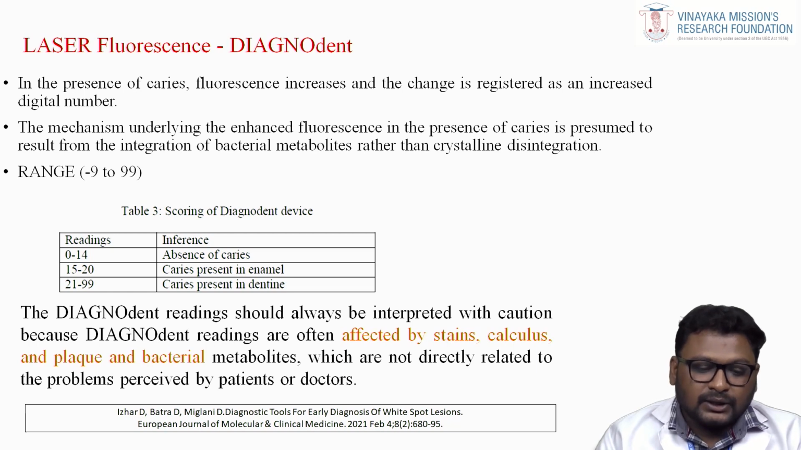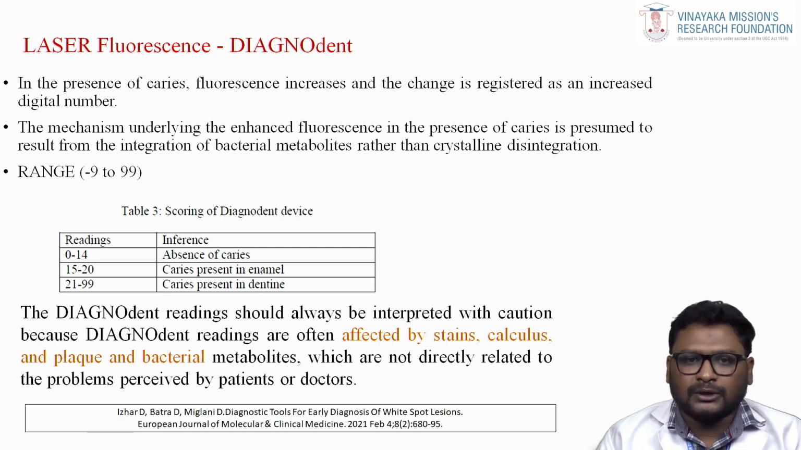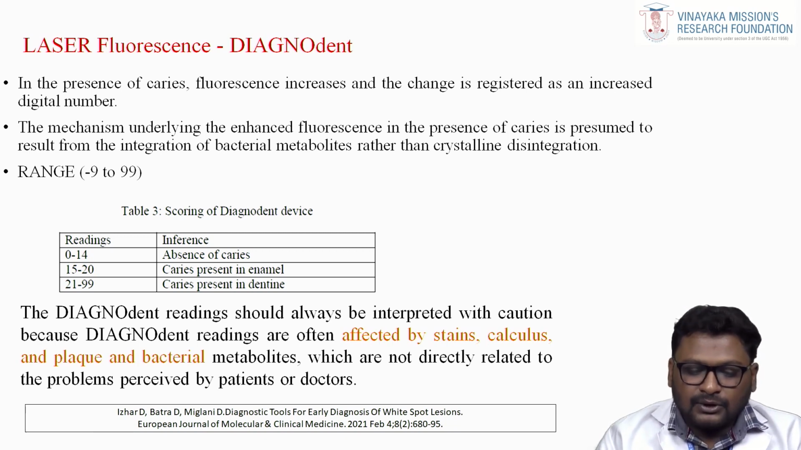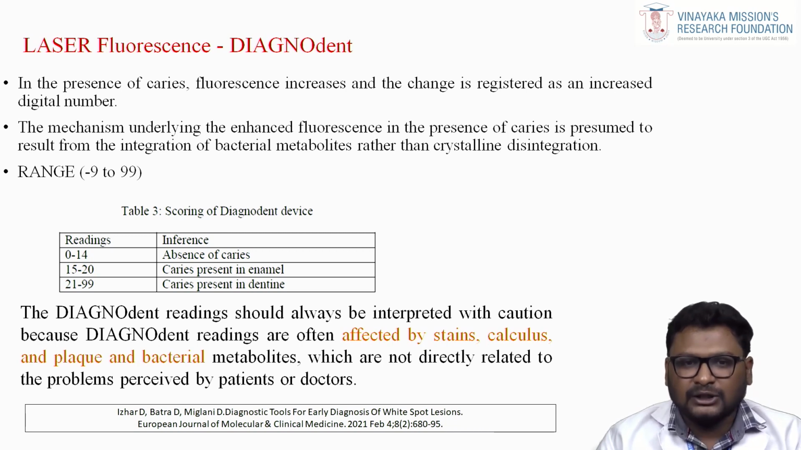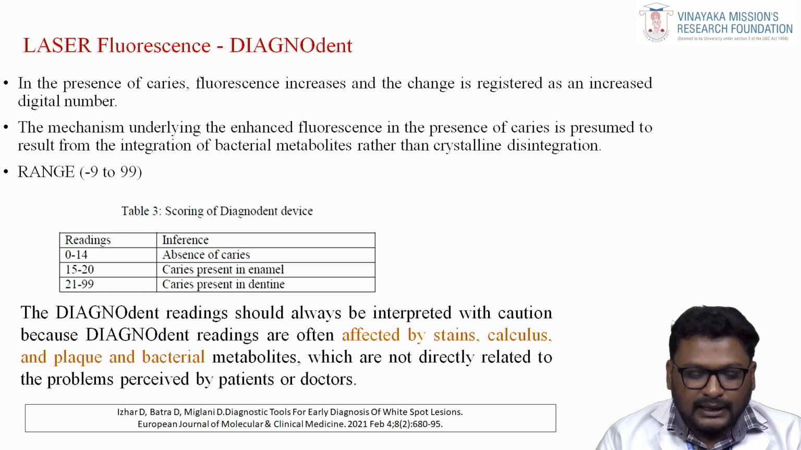The second one is a quantitative method. This is the laser fluorescence diagnostic method. How is it going to work? In the presence of caries, fluorescence increases and the change is registered as an increased digital number. This is like a torchlight. It works on fluorescence. When there is enamel structure loss in the presence of bacteria, it will show changes in the number. I will show the diagram later. So what is the mechanism? The mechanism is presumed to result from the interaction of bacterial metabolites rather than crystalline disintegration. It works basically on the bacterial metabolites rather than the crystalline disintegration.